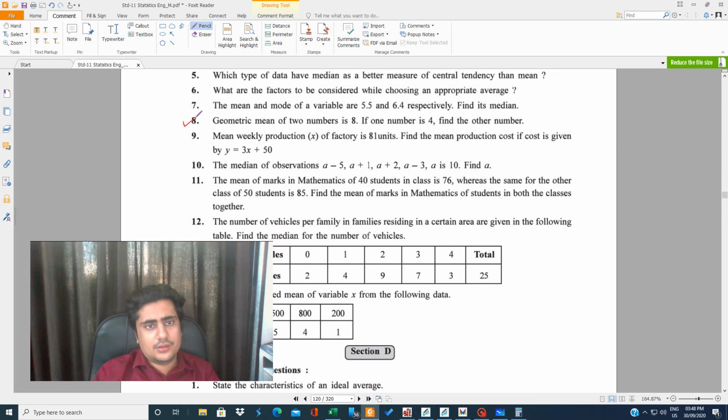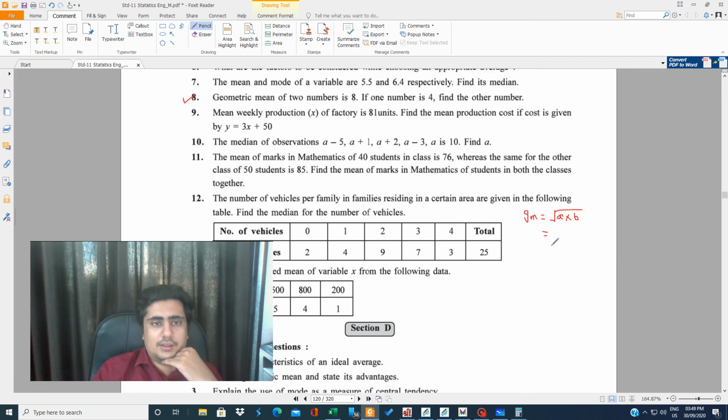Very small question is given here. Geometric mean of two numbers is 8. If one number is 4 and other number is, find the other number. Okay, they told you the geometric mean of two numbers is 8. So already answer is given. For example, if there are two numbers, I would have found geometric mean like this. Two numbers are A and B. Okay, this would be my formula.